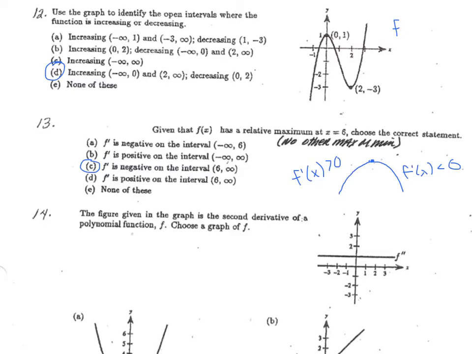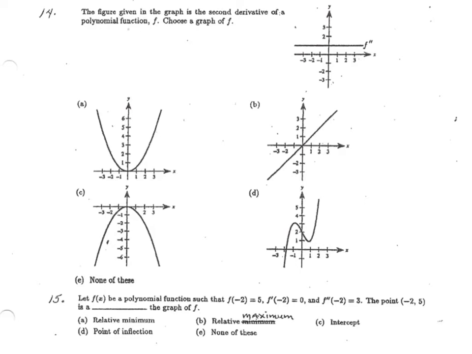In problem 14, we're given a graph of the second derivative, and we have to choose which function would represent the graph of f. So the second derivative is a graph of the slopes of the first derivative. So it's telling us that the slope of the first derivative is constant, and it is a slope of 1. So if we draw the first derivative, we would just want to draw a graph that has a slope of 1. So this would be f prime.